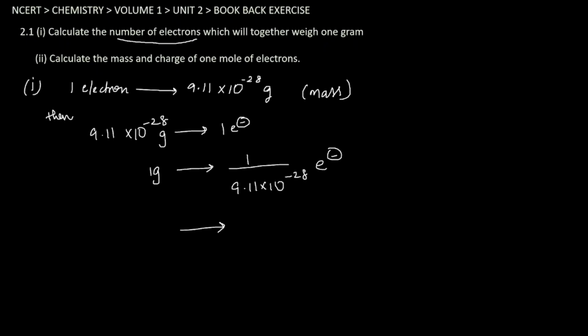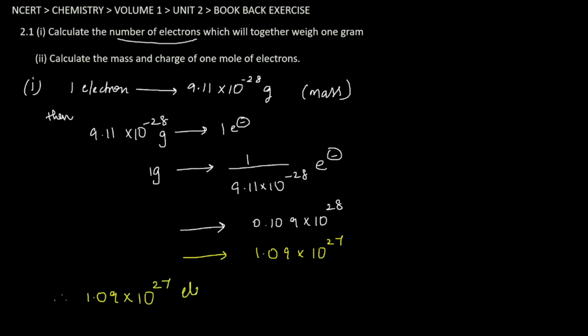So let's simplify 1 by 9.11 into 10 power minus 28. This answer will be 0.109 into 10 power 28 electrons. So this many electrons are there in 1 gram. Let's write it in a better way, that is 1.09 into 10 power 27. I have just moved the decimal one place to the right. So we can write that 1.09 into 10 power 27 electrons are present in 1 gram of electrons.